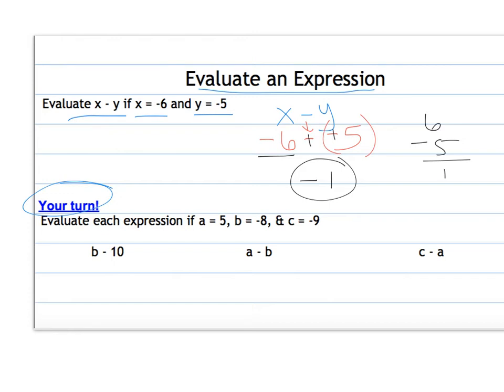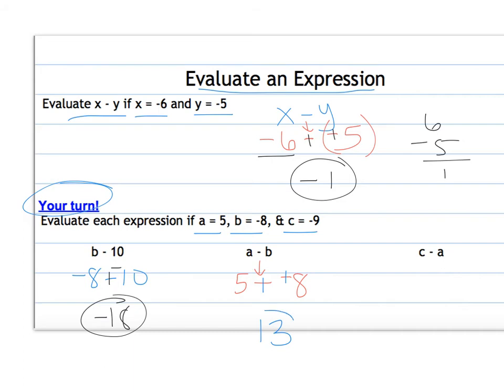And then check. Evaluate each expression if A is 5, B is negative 8, and C is negative 9. So for B, I plug in B's value. I add the opposite. 2 negatives, I'm getting more negative. 8 plus 10, negative 18. A minus B, so 5 minus, notice I keep the subtraction sign, and plug in B, the negative 8. Very important. Then I add the opposite. Now it's 2 positives added together for 13.